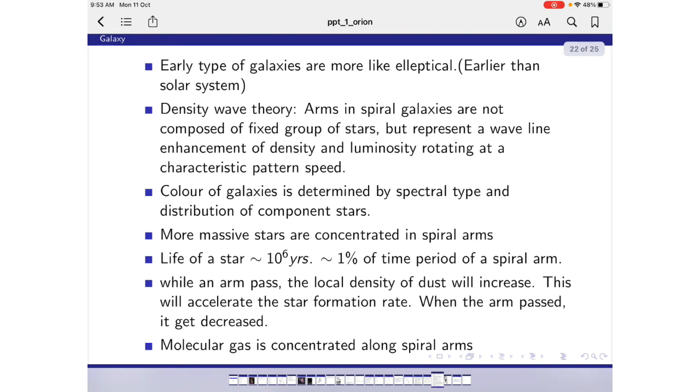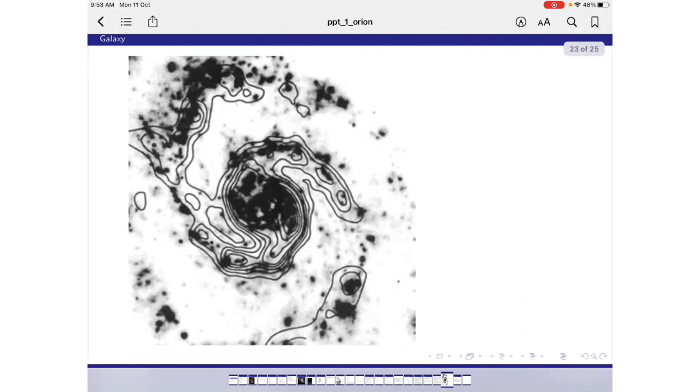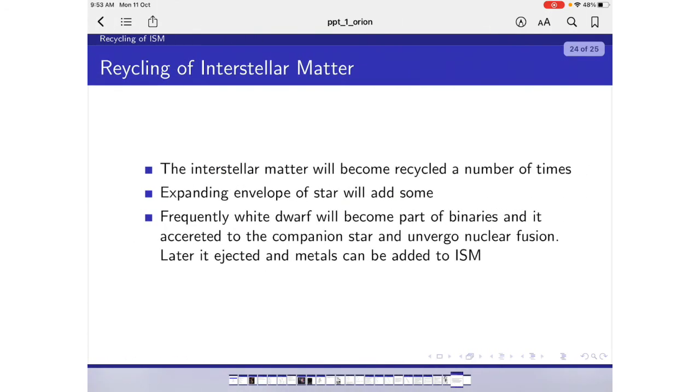And one thing is, the more massive stars are concentrated in spiral arms. Remember one thing, the life of a typical massive star is 10 raised to 6 years, and it is only 1% of the time period of a spiral arm. So this is a map of a spiral galaxy.